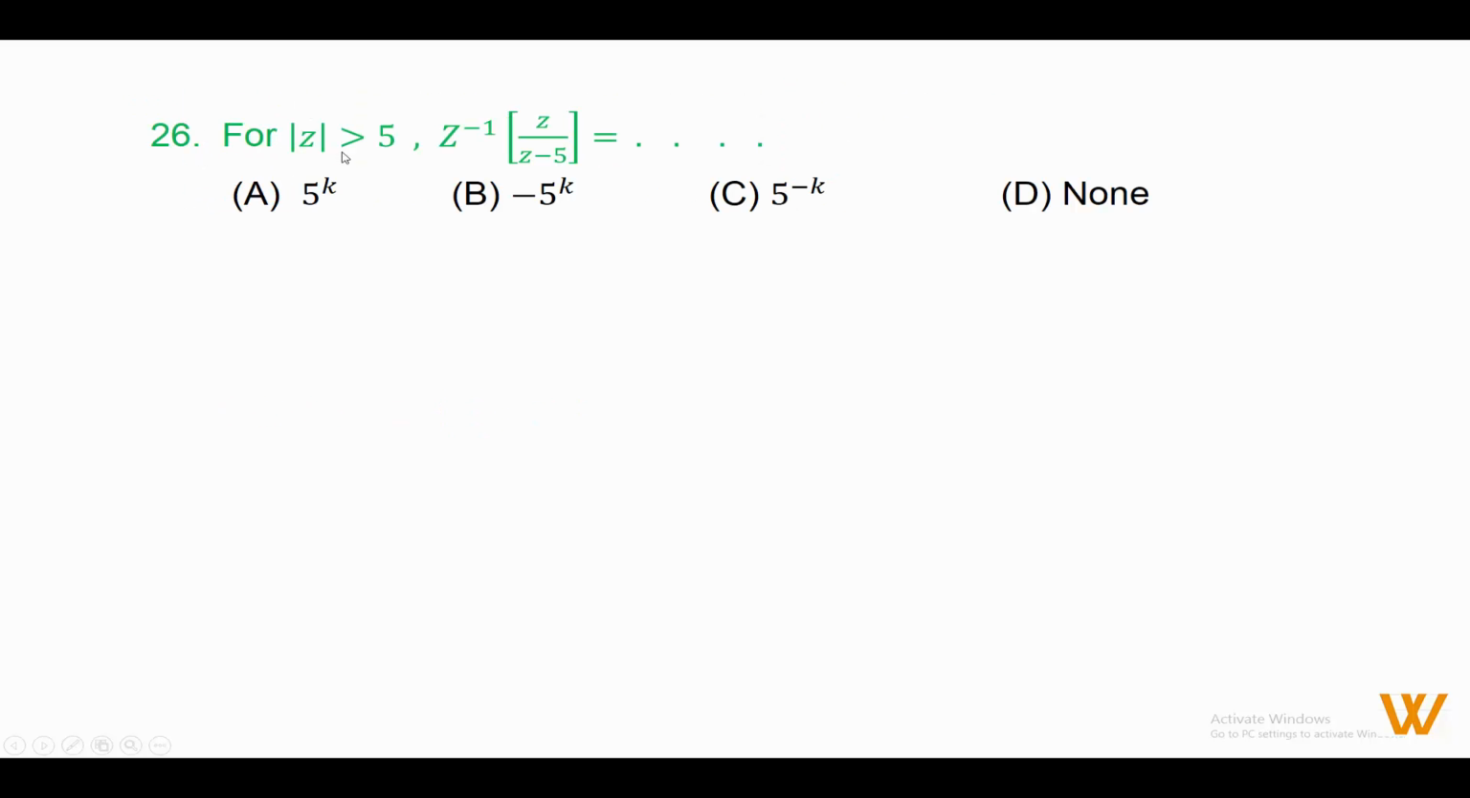26. For mod Z greater than 5, Z inverse of Z upon Z minus 5 equal to 5 raised to k. Answer is option A, 5 raised to k.